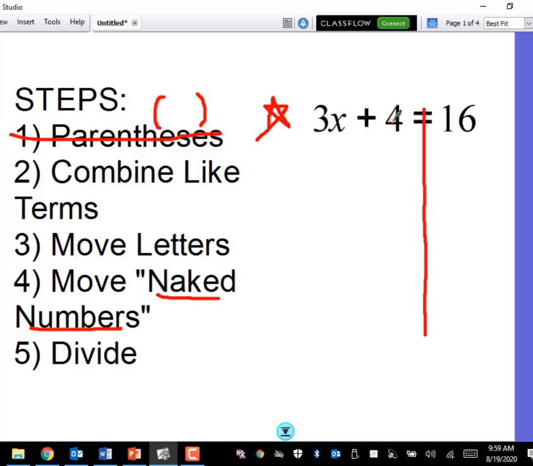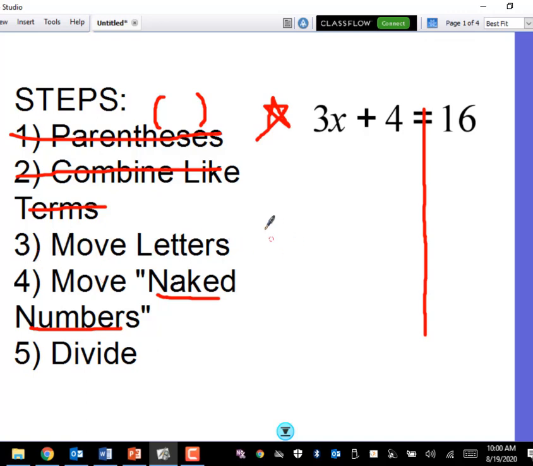Anything that doesn't have an x on it or any letter is what I call a naked number. So I cannot add something with an x with something that doesn't have an x. So I can't add those. I look at the other side. Are there multiple things to add over there? No, there was only the one number, so I can't add that either. So goodbye, I don't need to do that step.